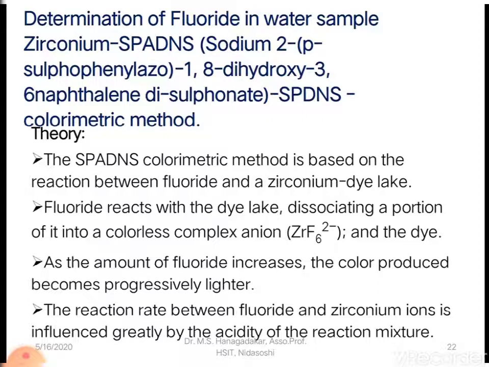Now let us discuss the theory part of this experiment. In the colorimetric method, the SPADNS reagent reacts with the colorless fluoride water, and the zirconium dye SPADNS reagent is the red lake. Fluoride reacts with the dye lake, dissociating a proportion of it into a colorless complex, zirconium hexafluoride, and the separation of SPADNS dye. As the amount of fluoride increases, the red color produced becomes progressively lighter. There is a progressive increase in the yellow color of the SPADNS reagent. The reaction between fluoride and zirconium ions is influenced greatly by the acidity of the reaction mixture.